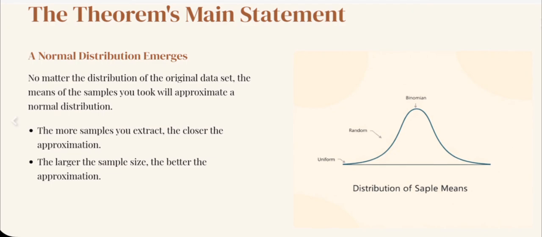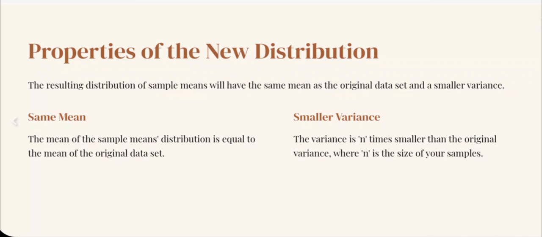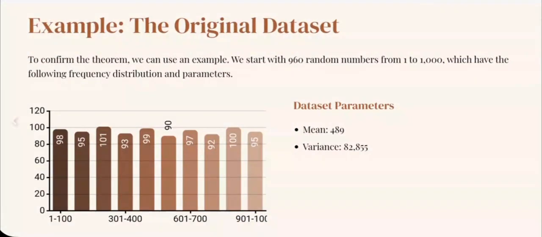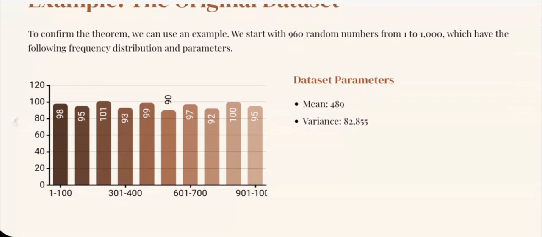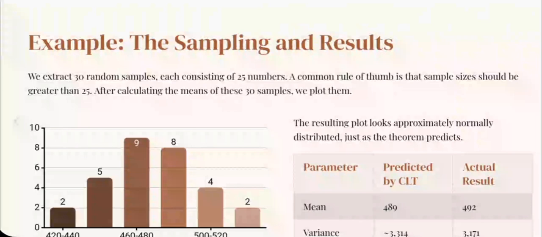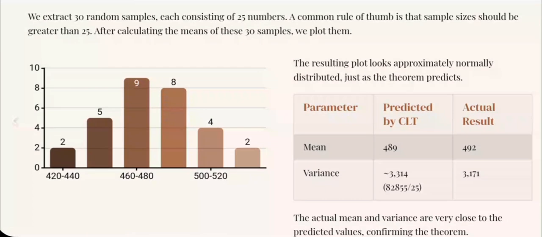Let's confirm the theorem with an example. We have prepared 960 random numbers from 1 to 1000. This is their frequency distribution, so you are sure that they are randomly picked. The mean of this data set is 489, and its variance is 82,805. Let's extract 30 random samples out of the data set, each consisting of 25 numbers.